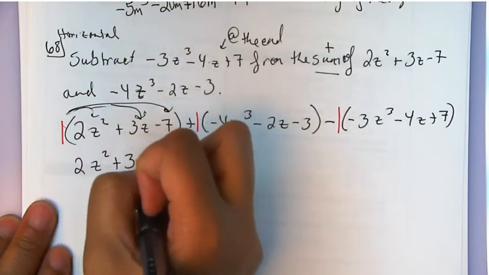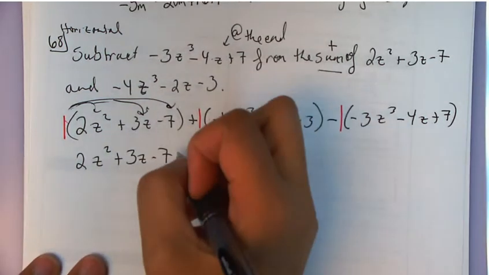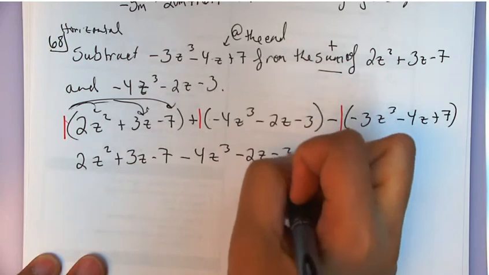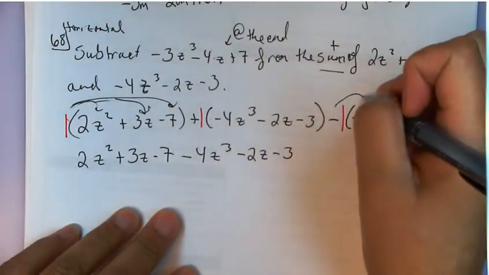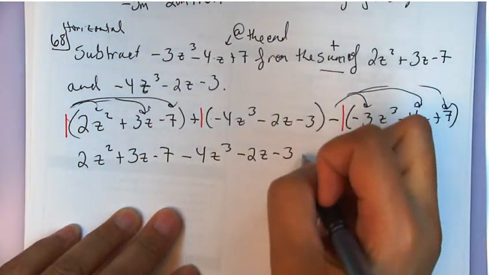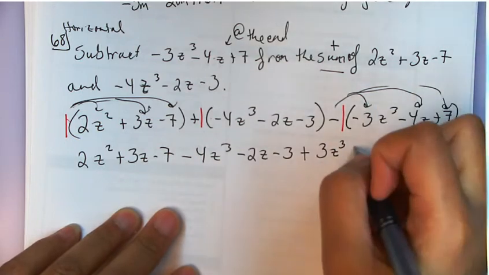It's the identity. It stays the same. Then minus 4z cubed minus 2z minus 3. But what does this negative 1 do to the inside? Exactly as you imagine it, it changes the sign. So negative times a negative becomes a positive 3z cubed. And you've got to share it with everything. That becomes a positive 4z and a minus 7.